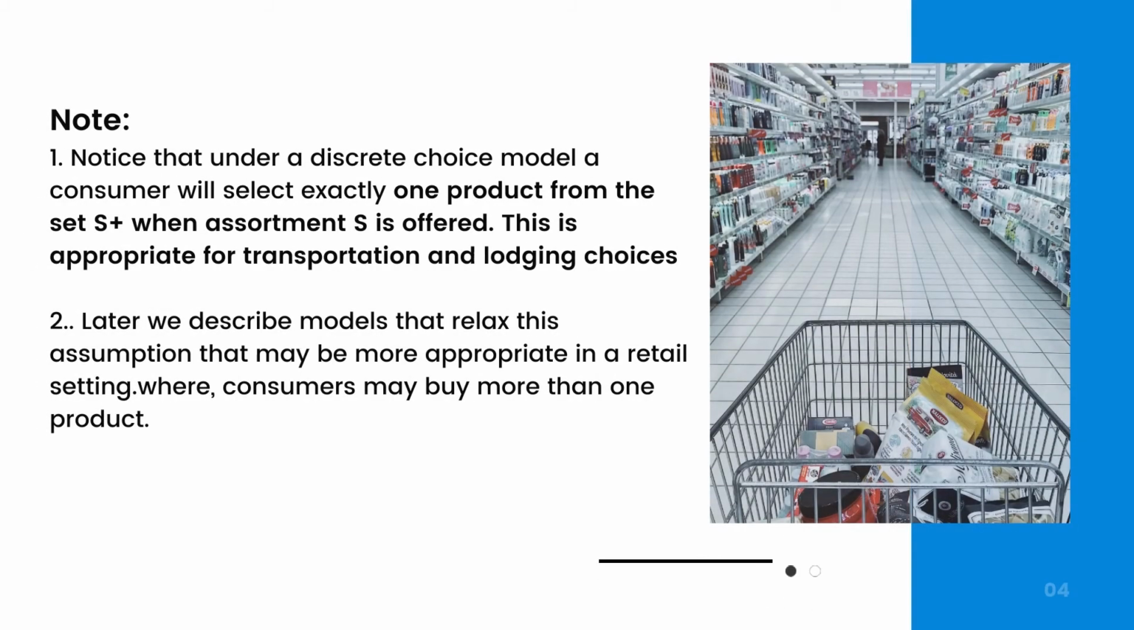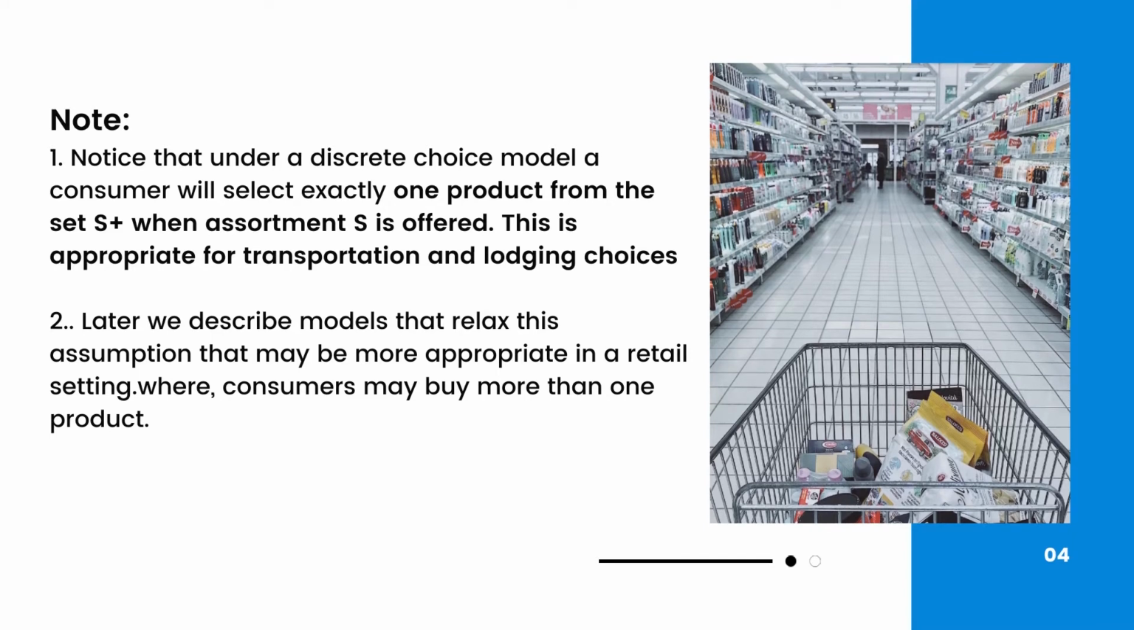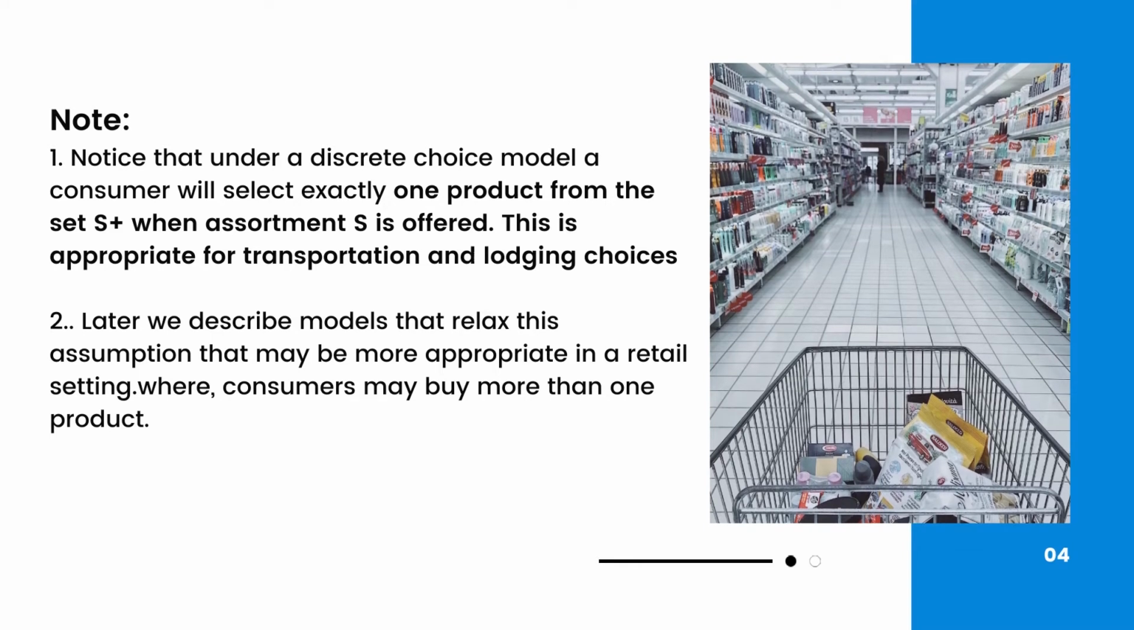Notice that under the discrete choice models, a consumer will select exactly one product from the set S plus when the assortment set S is offered. This is appropriate for transportation and lodging choices. Later we describe models that relax these assumptions, which may be more appropriate in retail settings where the consumer may buy more than one product.